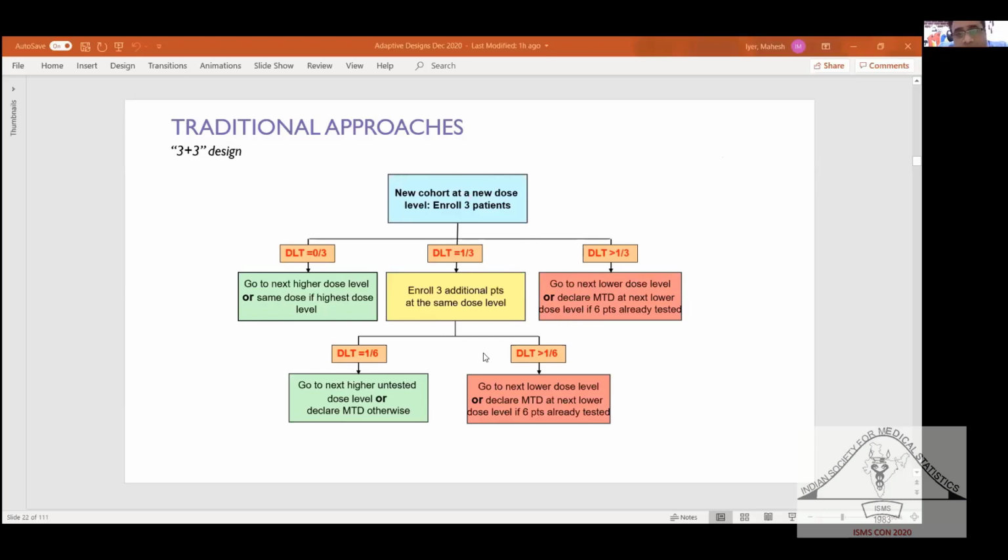Why do you think that it came up with 3+3 initially? The reason for that is that traditionally in some of these very hard diseases like oncology, where people are dying, people were willing to accept a toxicity level of 30%. Which meant that out of every 3 patients who are dosed, if one of them has a very bad, severe adverse event, they were willing to accept that.